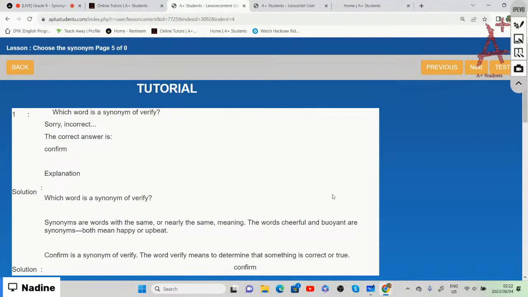Which word is a synonym of verify? If I were to verify something, verifying something is like confirming something. It's like I'm saying I need to confirm, I need to verify, right? So verify means to determine that something is correct or true, and we say that the synonym is confirm. We need to confirm if whatever they are saying is correct and true.